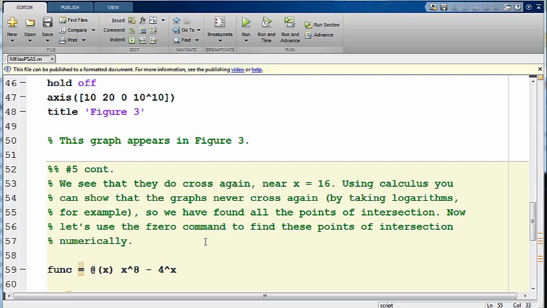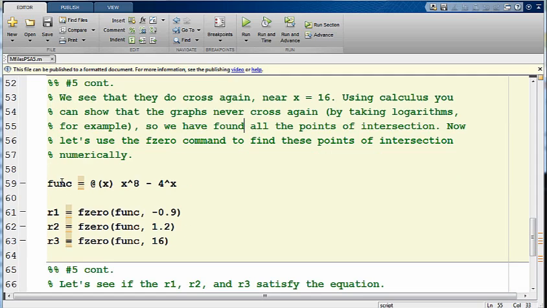So now we're going to finally use the fzero command to find these points of intersection numerically. I define a function, which we call func, using the at symbol, which is the preferred method for defining functions, and it's just the difference of x to the 8th and 4 to the x. Then I apply fzero to that function, and I do it 3 times near each of the 3 points where I've approximately located zeros. Let's do it. Run the section.